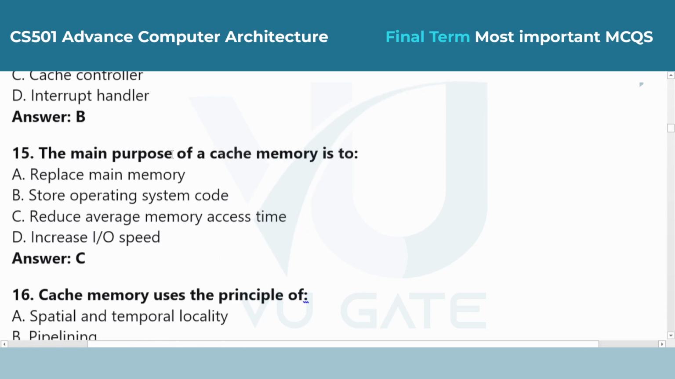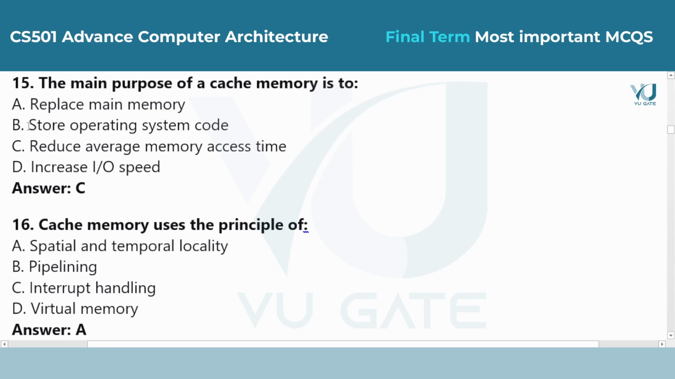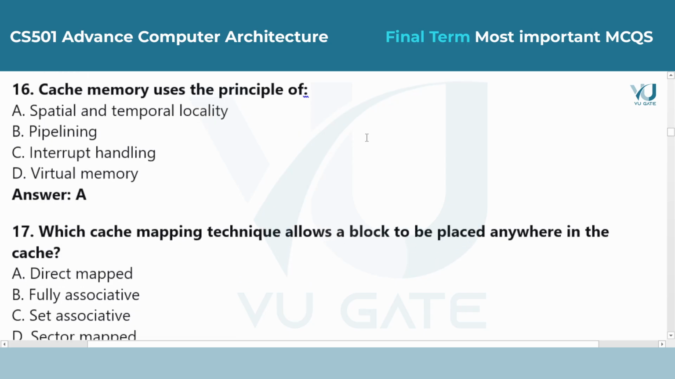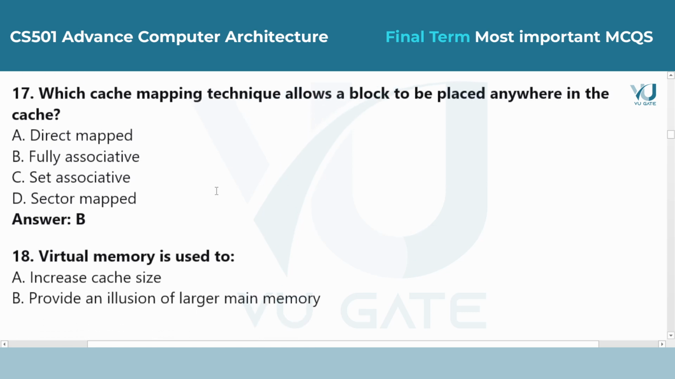15. Question: The main purpose of a cache memory is to? Answer: C. Reduce average memory access time. Concept: It stores frequently used data closer to the CPU for much faster access than RAM. 16. Question: Cache memory uses the principle of? Answer: A. Spatial and temporal locality. Concept: It assumes that data accessed recently or data nearby will likely be needed again soon.